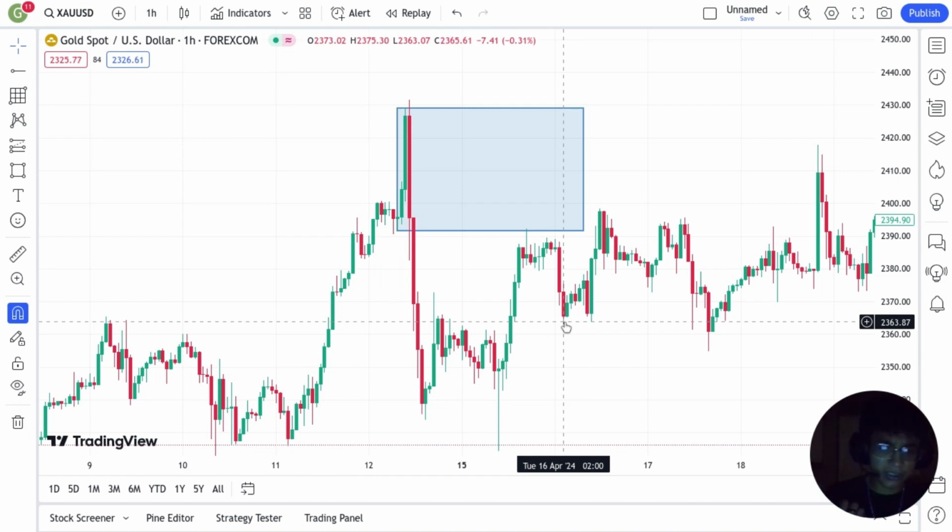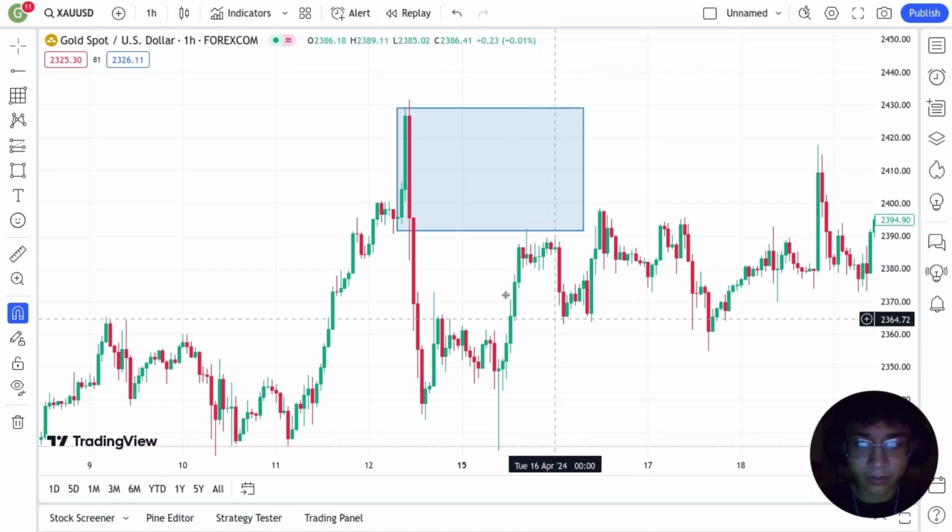with fair value gaps, equilibrium, I mean, any other confluences that are gonna support the order block. And I'm gonna show you all these in other videos, so don't worry. Don't just focus on the order block for now. Just focus on the order block right now.